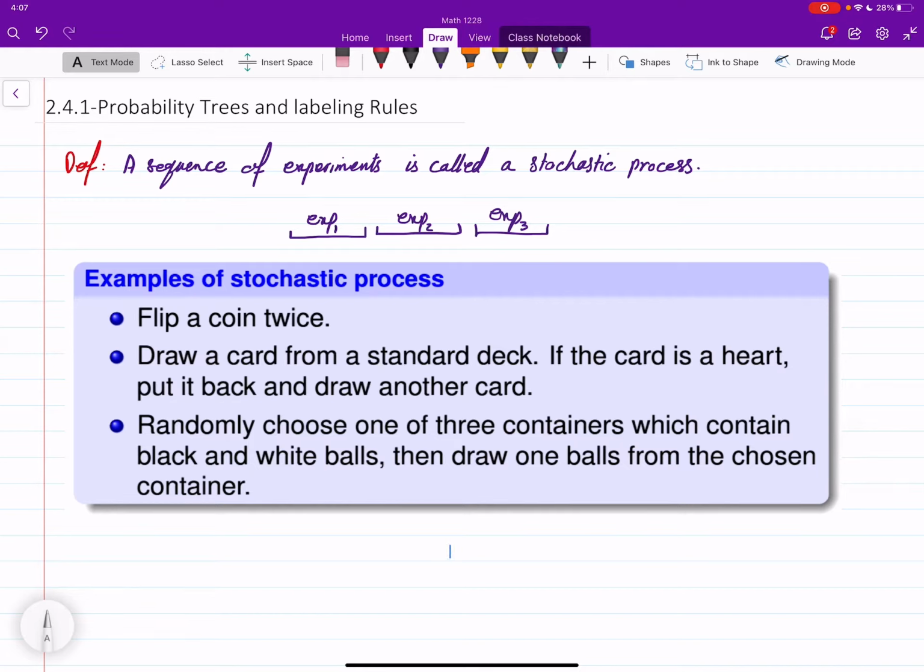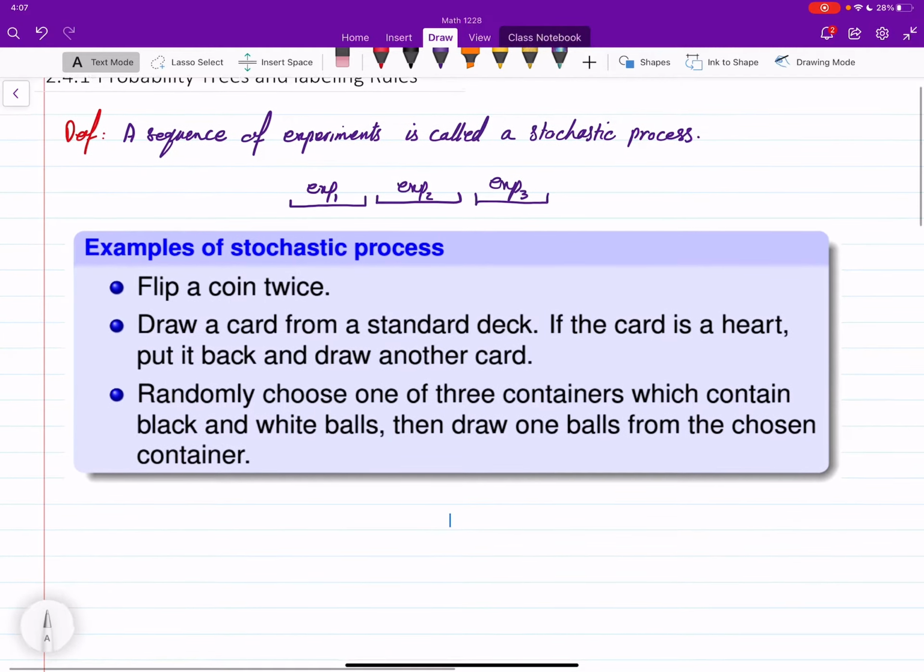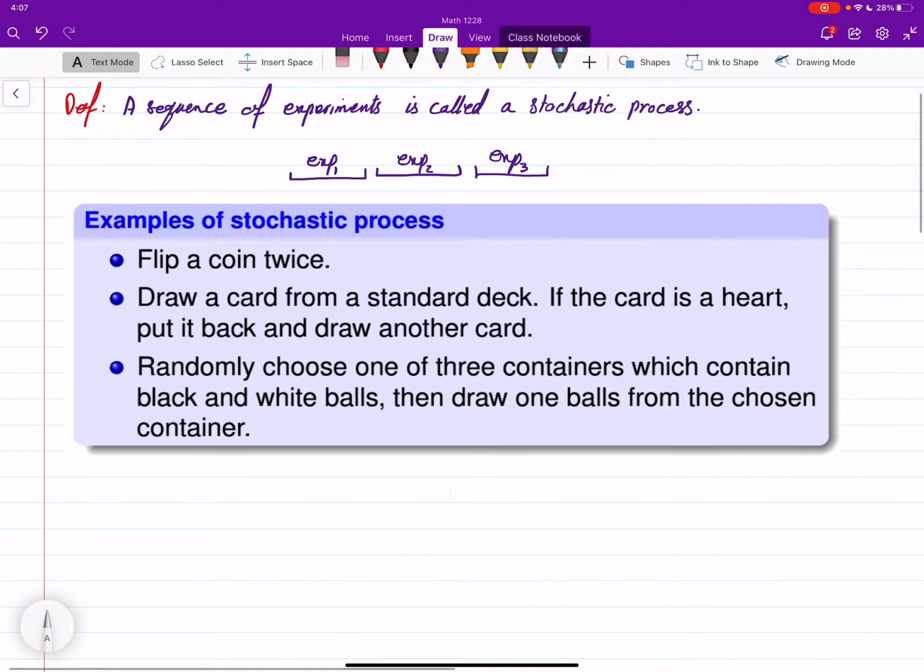So that's why stochastic processes, specifically probability trees, are important. The other one is you take out a card from the standard deck. If it is a heart, put it back and take out another one. So that's a stochastic process with two steps, and you see that the result of the first would change the outcome of the second one.